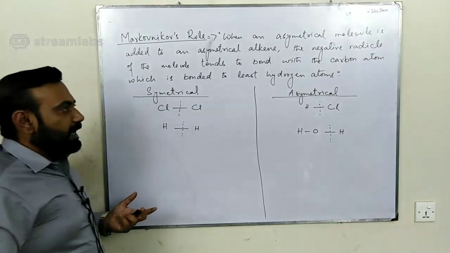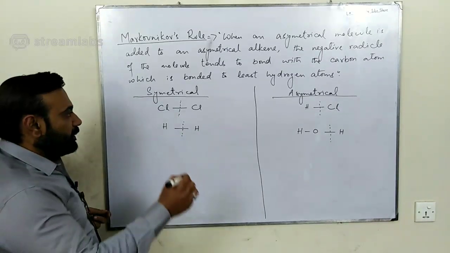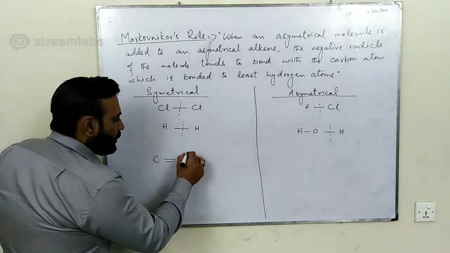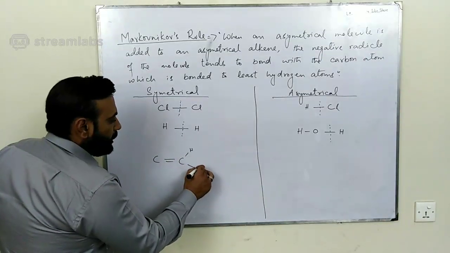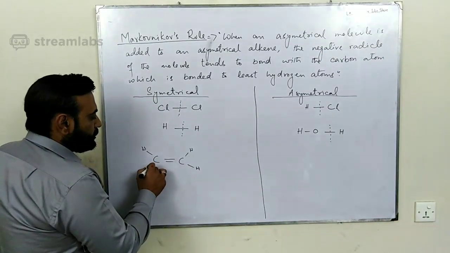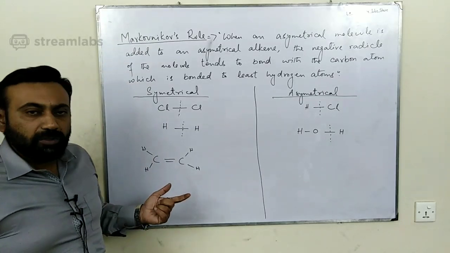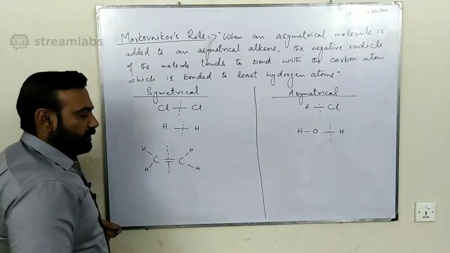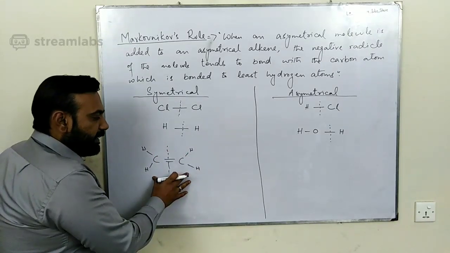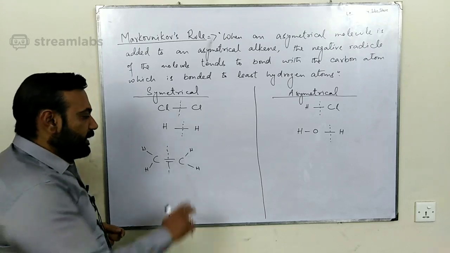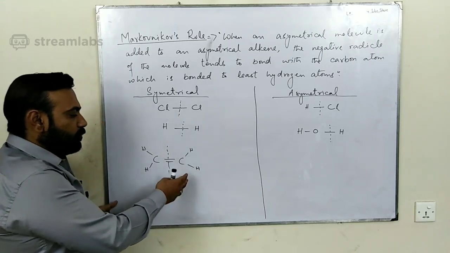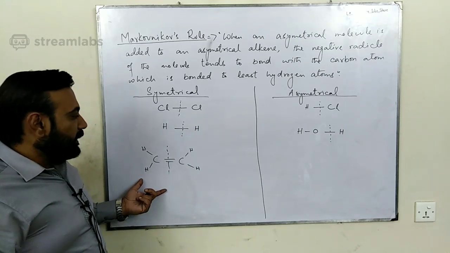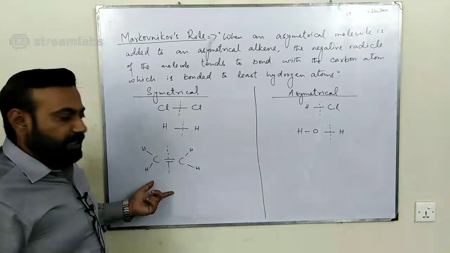Now let us see which alkenes are symmetrical and which ones are asymmetrical. Like if we talk about ethene, now you have to check from the position of the double bond. If you break the double bond, then in this case each side will produce same radicals. Like on the right side there is a CH2 group and on the left side there is a CH2 group as well. That means this is a symmetrical alkene.